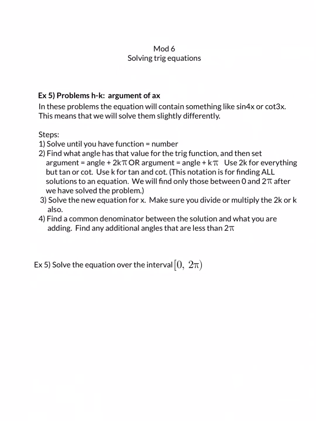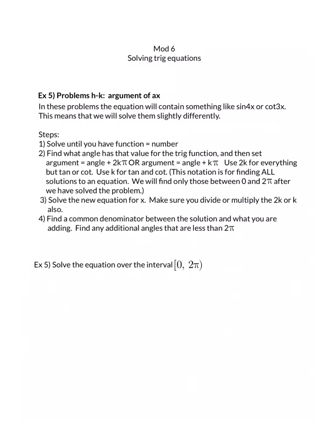Continuing in Mod 6, in Example 5, on problems H through K, there will be an argument of AX, some number times X. So you'll see something like the sine of 4x or the cotangent of 3x. Because there is a coefficient in front of the x, we're going to have to solve them using a slightly different technique. What you are going to do is start out by solving until you have the function equals a number, like we were doing in problems A through G.